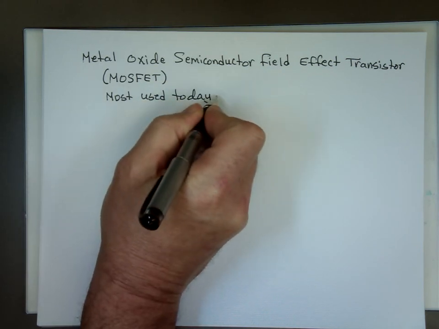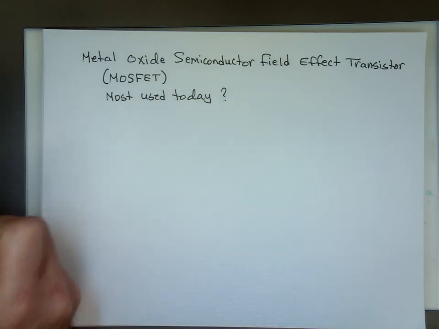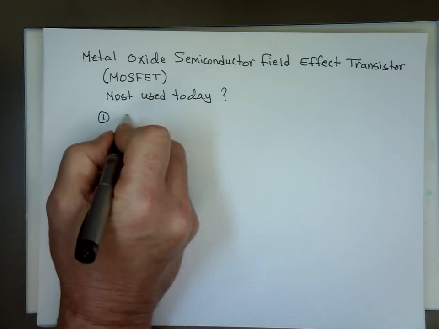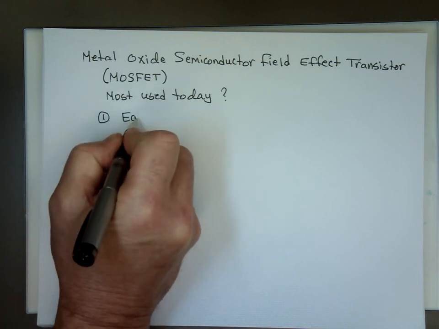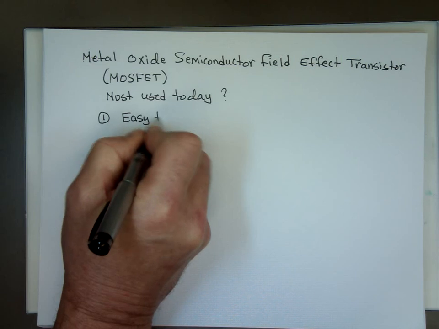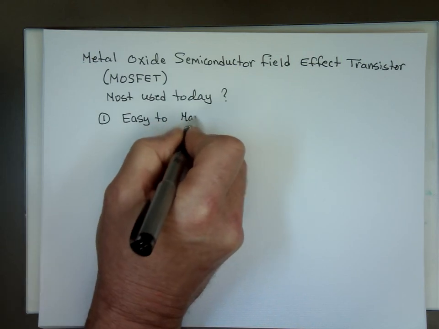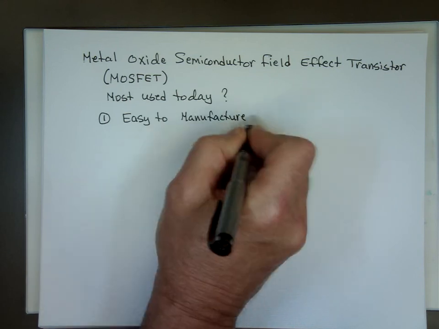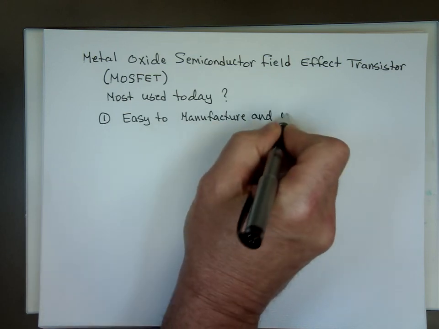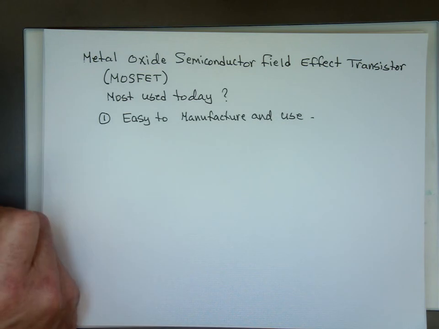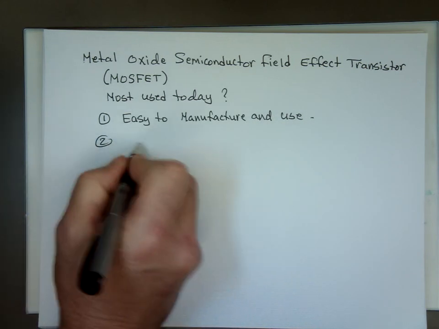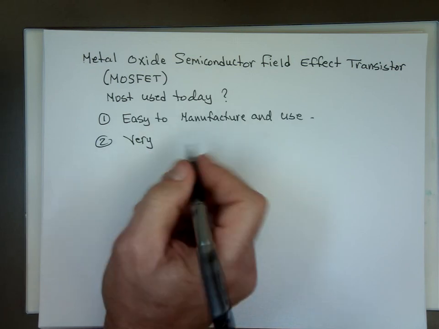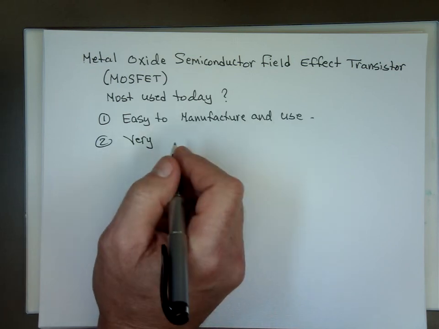And why? One, easy to manufacture and use. Two, they are very small, much smaller than a bipolar junction transistor.